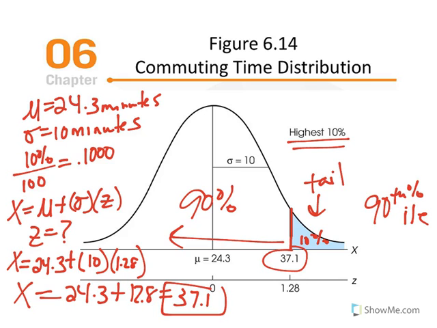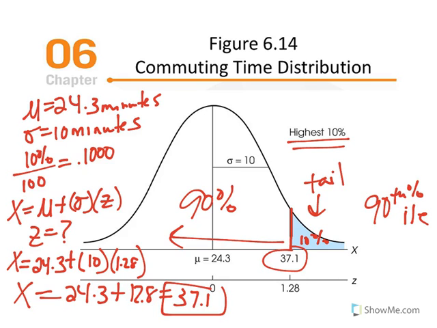But again, in this problem, we were talking about the highest 10%, so this is the way that we approached it. But this question could have also been stated as a percentile question, and it would have stated, identify the commuting time that represents the 90th percentile. And we would use the same process.